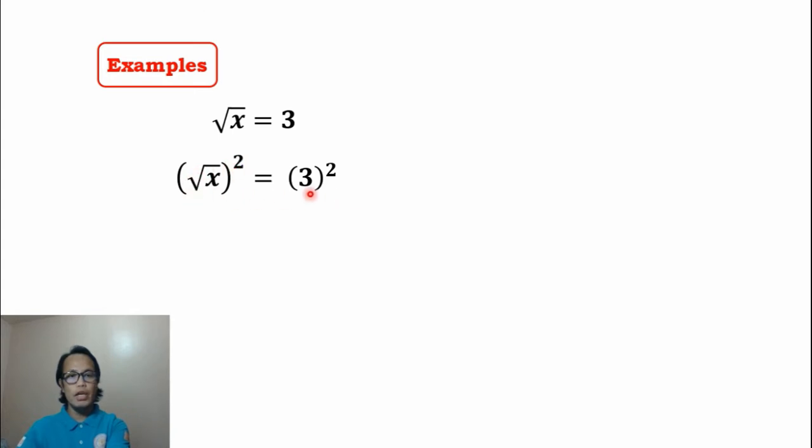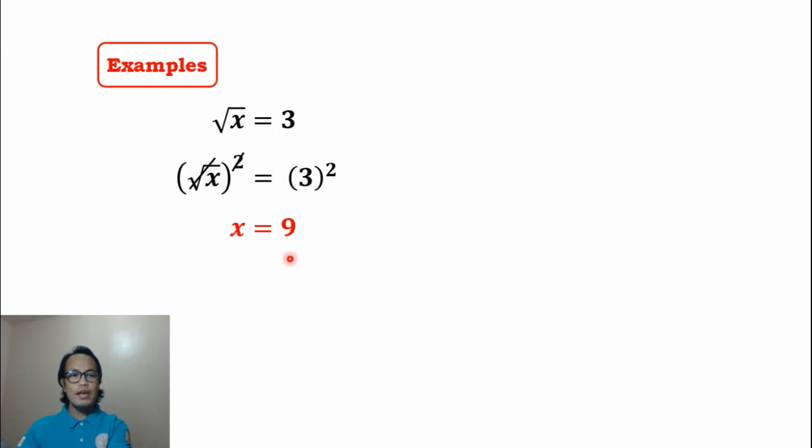We square both sides of the equation, so we have 3 quantity squared. In this way, we can cancel out the radical symbol and the exponent, just like the example that I presented earlier. What shall remain in the left side of the equation shall be the variable x, and the square of 3, which is 9. Therefore, our x is equal to 9.